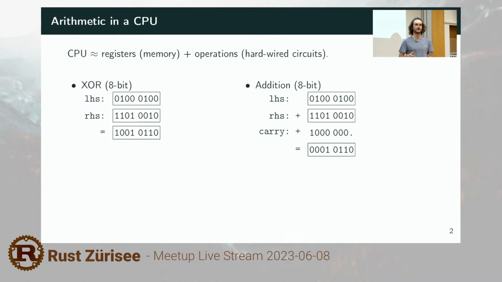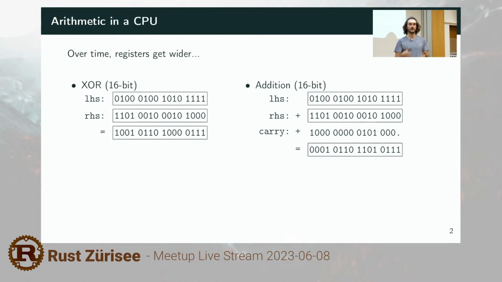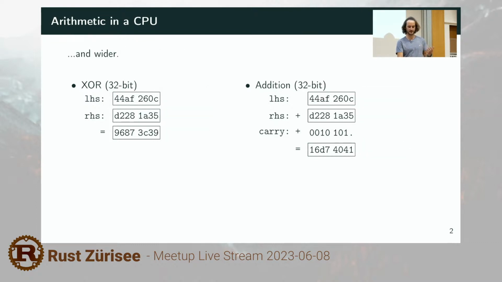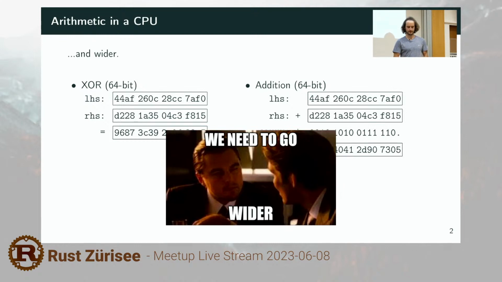So 8-bit is really a very basic CPU. Then over time, CPUs got more and more powerful, so 16 bits, 32 bits, 64 bits. And at some point, nowadays, all modern consumer hardware is 64 bits, so you think, okay, well, did we stop at 64, or what is the issue?